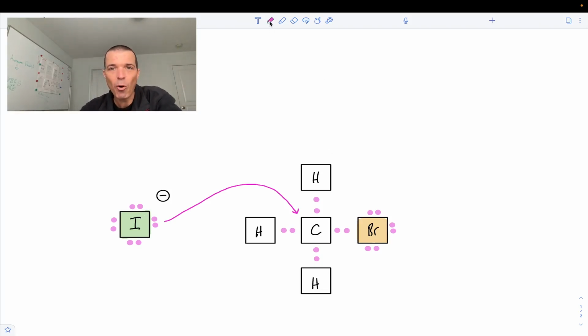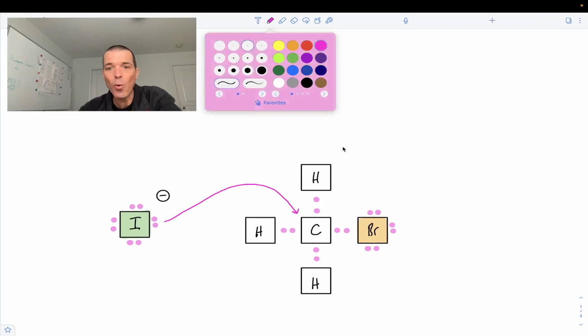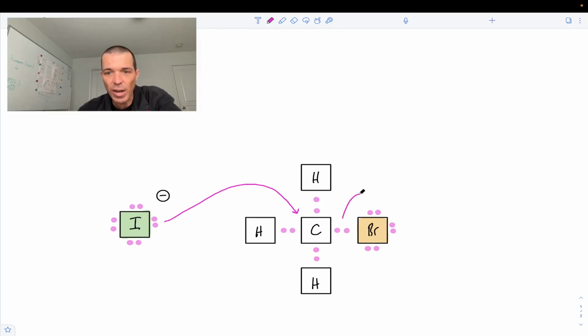But watch this. What we're also going to do is unplug it over here, and we're going to draw an arrow. So what do these arrows mean? It means I'm going to take these two dots, and I'm going to plug it into the carbon, and I'm going to unplug these two dots, and I'm going to dump them on the bromine. It doesn't matter where your arrow is on this. You can draw it anywhere.